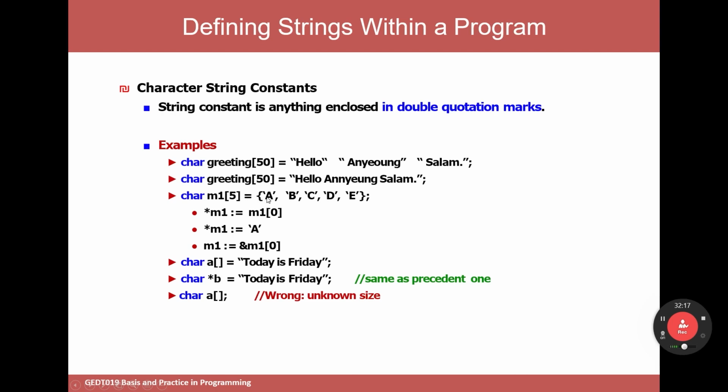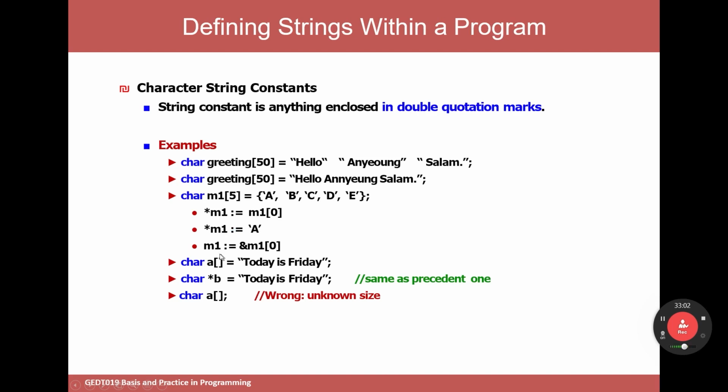Also, you can define a string using an array of characters this way. So A, B, C, D will be just one string. And now how can we access elements of the string? As you know, the name of the string is a pointer. So you can say here pointer M1. M1 here is the pointer, and the value of this pointer is exactly the same as M1 0. So if you want to read the first element here, you will say star M1, or you can say M1 0. It's up to you. Use this way or this way.